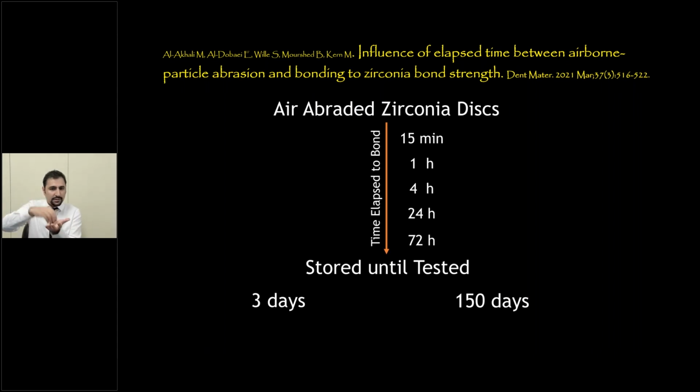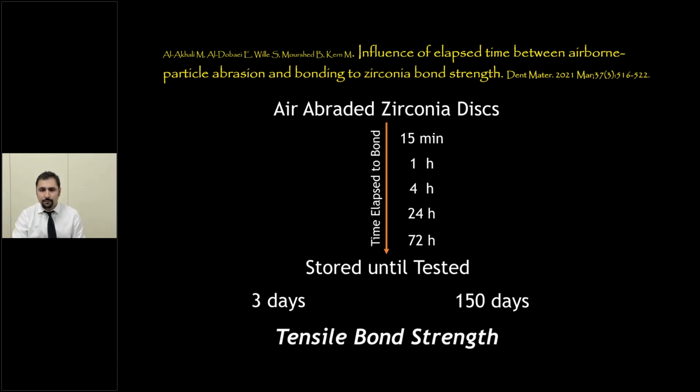Essentially, they bonded some cylinders to the surface of the zirconia that was sandblasted 15 minutes before, 1 hour, 4 hours, 24 hours, or 72 hours before that. They bonded some cylinders on top of them. Then they stored the sample for 3 days or 150 days. In other words, they aged the bonding between the cylinder and the zirconia surface. And then they tested the tensile bond strength.